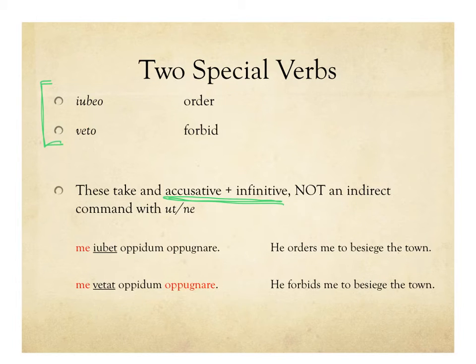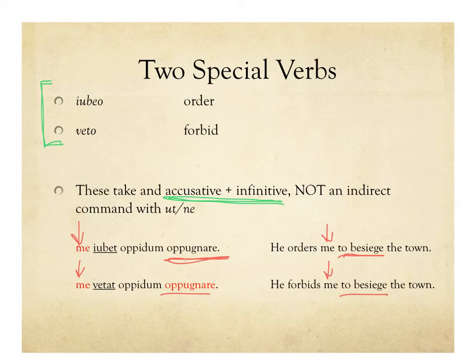So you can see I've given you a couple of examples here, right? Me iubet oppidum oppugnare, right? He orders me to besiege the town. Oppugnare, oppidum. So here you actually get that to besiege, oppugnare. He orders me, me, right? That's exactly what you would want to see. The opposite, for the opposite we use veto. So me vetat oppidum oppugnare. He forbids me to besiege the town.